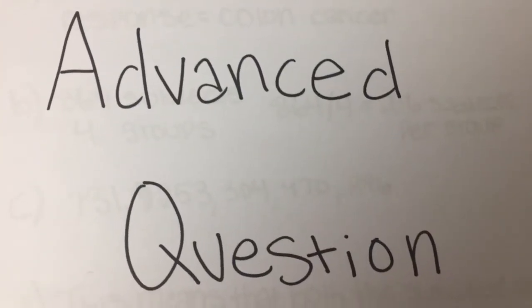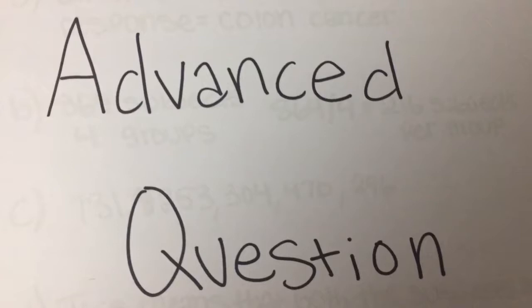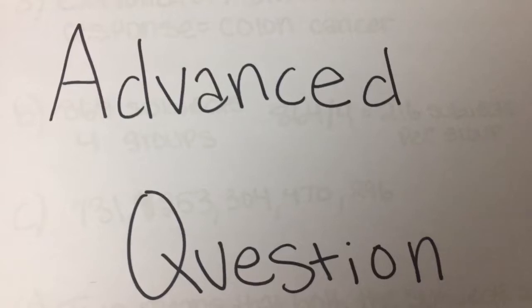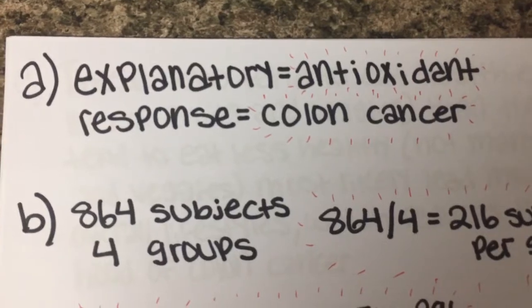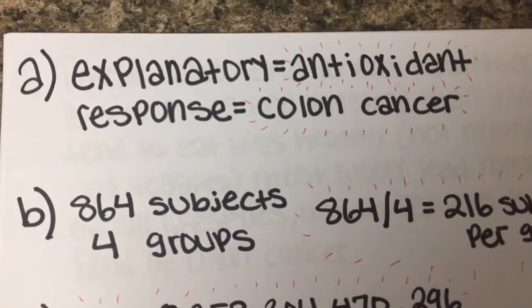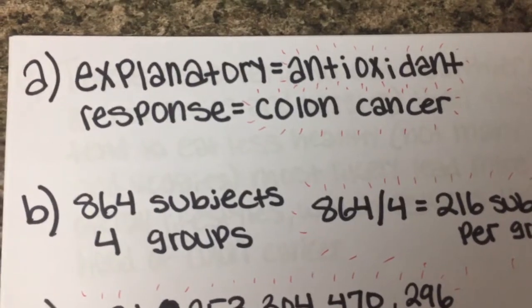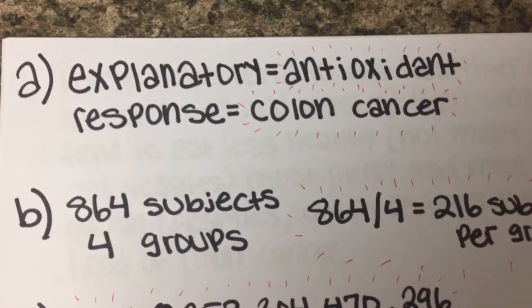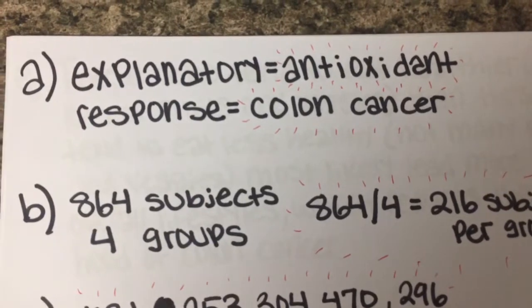The advanced question talks about an experiment that was done by some researchers who believe that those who ate more fruits and vegetables that are rich in antioxidants would have less of a chance of getting colon cancer. For part A, they asked what was the explanatory and what was the response variable in this situation. And I said the explanatory variable was the antioxidant and the response was colon cancer because they wanted to see if antioxidants lessened the likelihood of colon cancer and not the other way around. So that would make the antioxidant explanatory and colon cancer response.